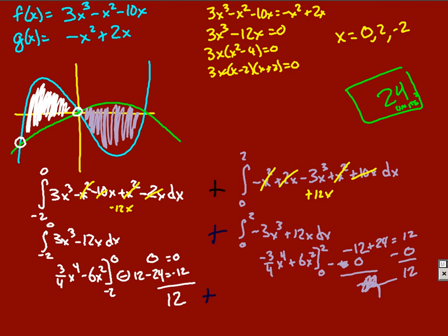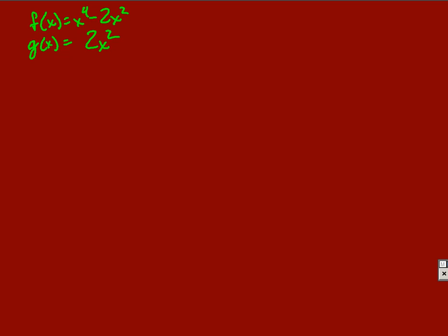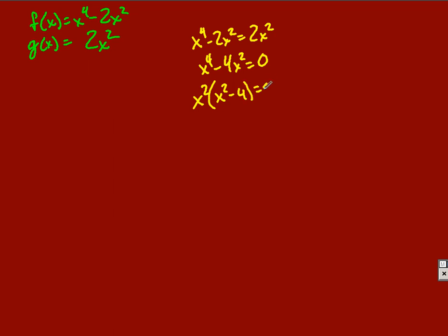When you have three intercept points, the main thing is try to be as organized as you can and see if you can find where the intersection points are, and make sure you pay attention to what's on top, what's on bottom. Just so you can see, for example, here's one more. I just want to set this interval up. If I set up x to the fourth minus 2x squared equals 2x squared, that means I'll have x to the fourth minus 4x squared equals 0. Pull out an x squared. I'm still left with x squared minus 4. So x squared, x minus 2, x plus 2. So that means x will equal 0, 2, and negative 2 again.